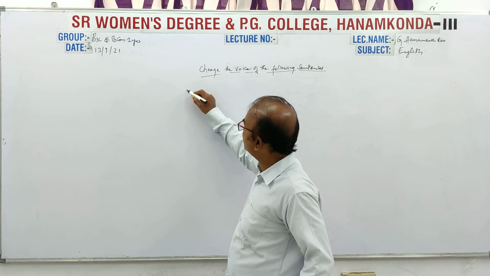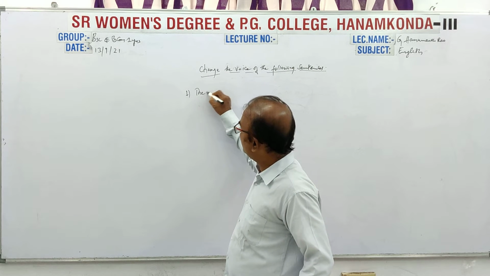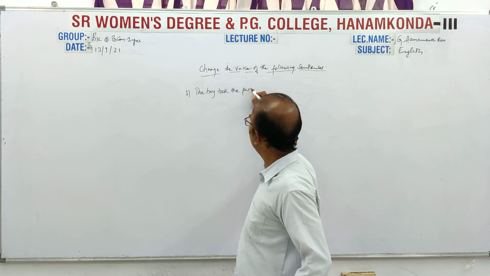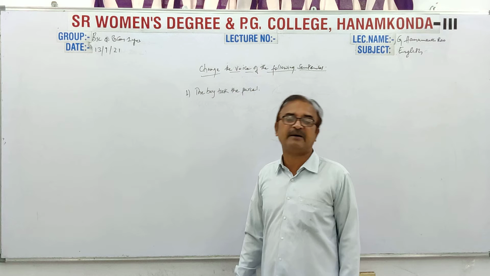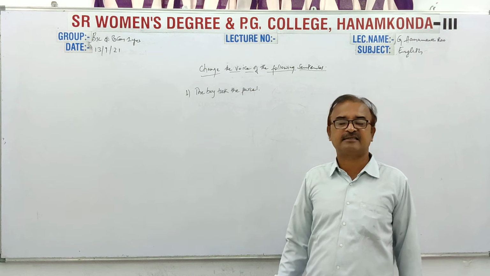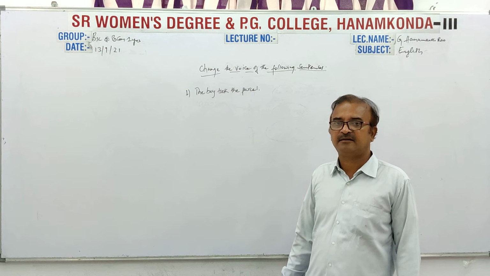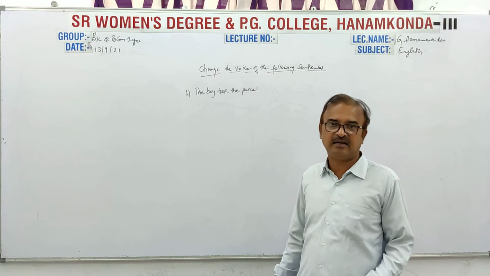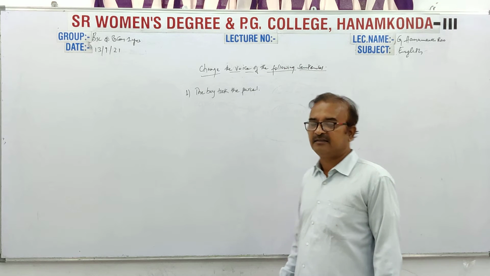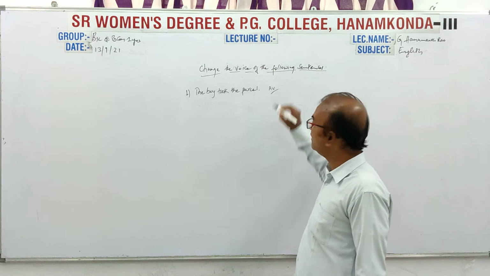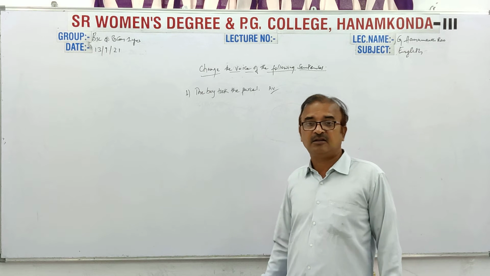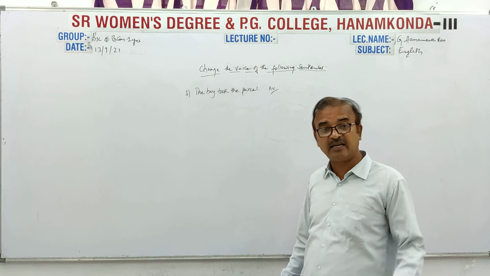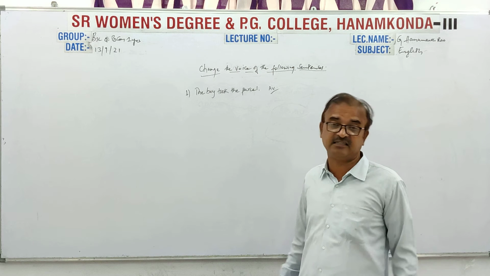Now, a sentence is given here like this. The boy took the parcel. This is the sentence. Now, the moment I take a look at this sentence, I understand that this is a sentence given in active voice. Now you might ask me a question: how come you directly say that this sentence is in active voice? Okay, you will get the answer in the later stages.